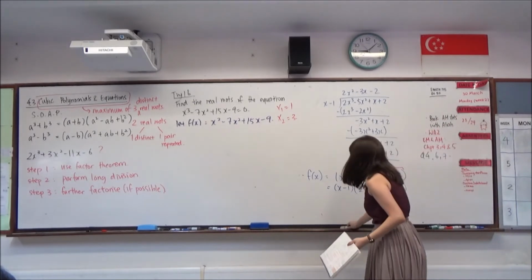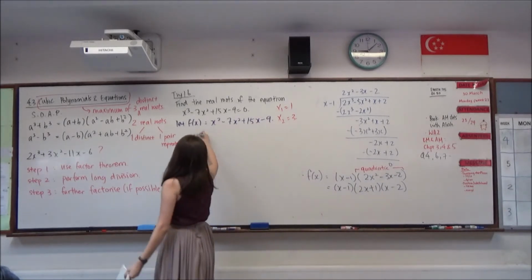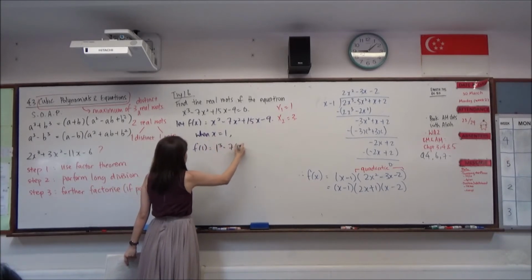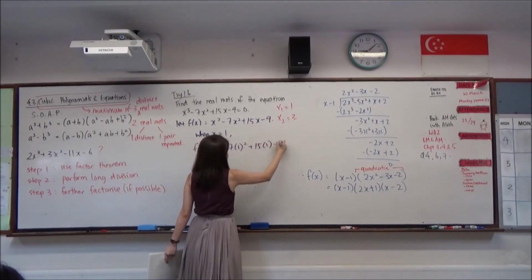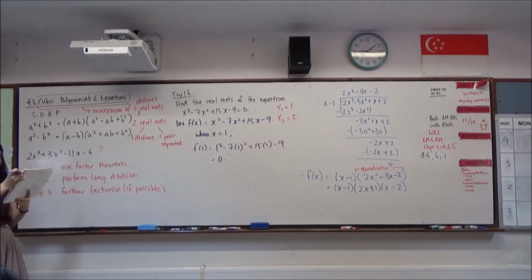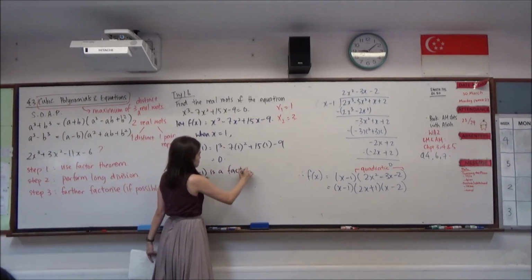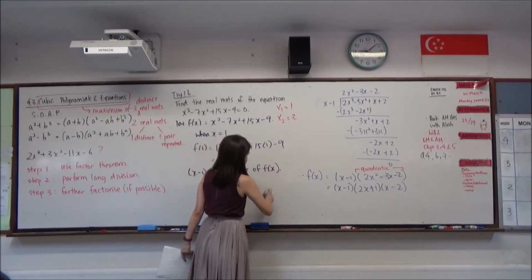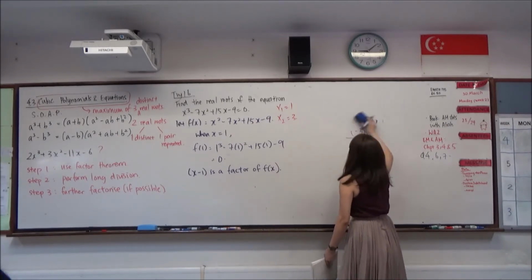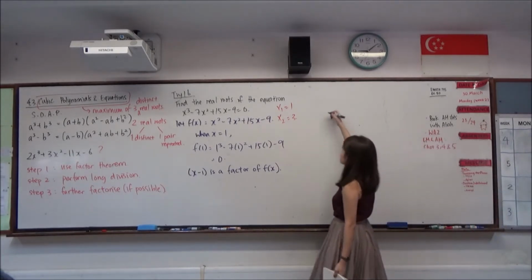Going through the process, we choose maybe x1 equals to 1. When x is equal to 1, surely we are going to get 0. Then you conclude that x minus 1 is a factor of f(x). Then again, we go through the long division process.